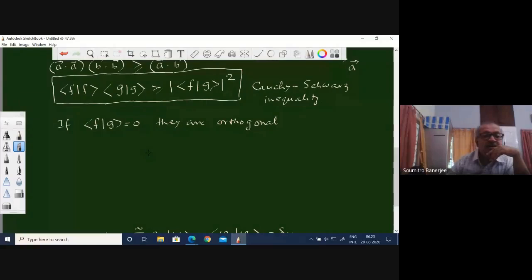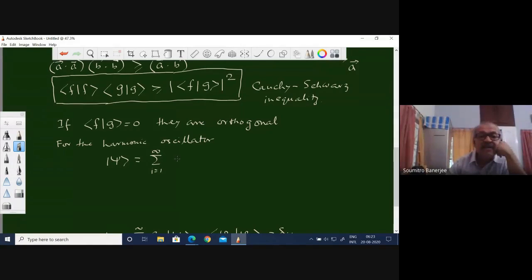For example, for the harmonic oscillator, our psi was the sum over i equal to 1 to infinity of Ci times psi i. I'm writing again because I've deleted that. This is at the initial time. Since this is true for the harmonic oscillator, these form the basis set, and a linear combination of the basis set gives the wave function. And these are the complete set of basis vectors.